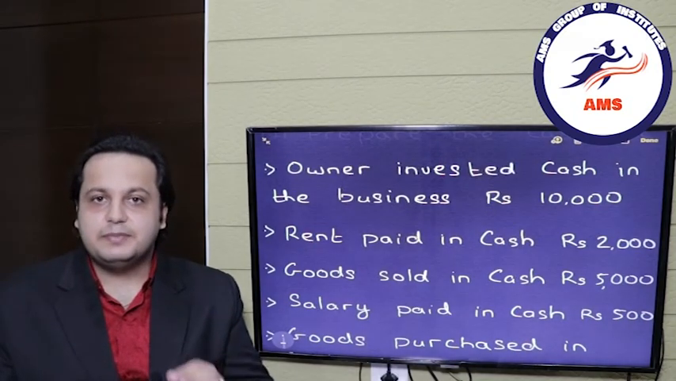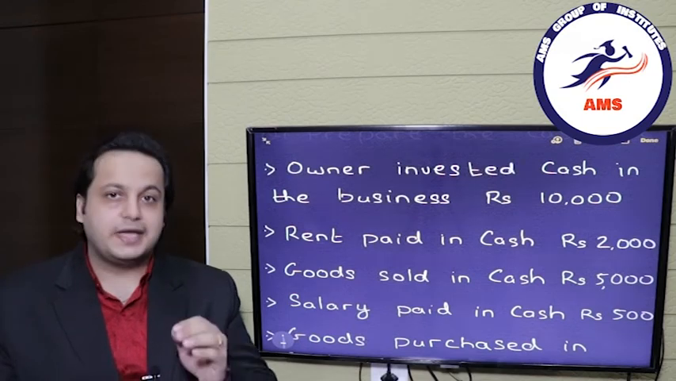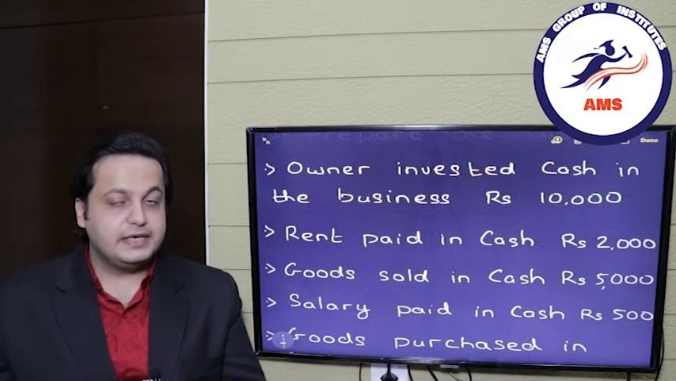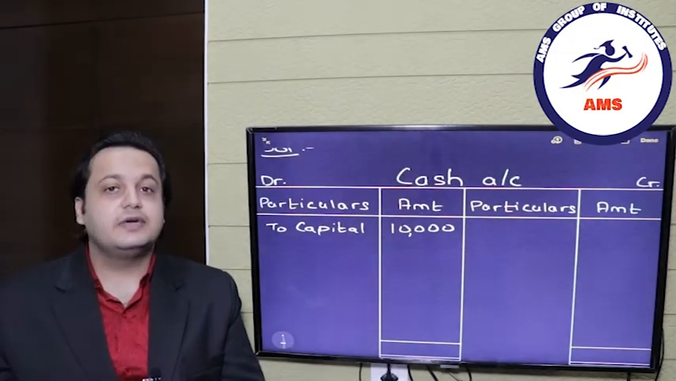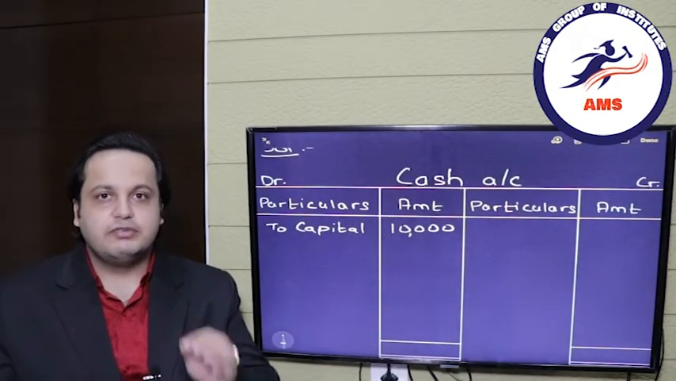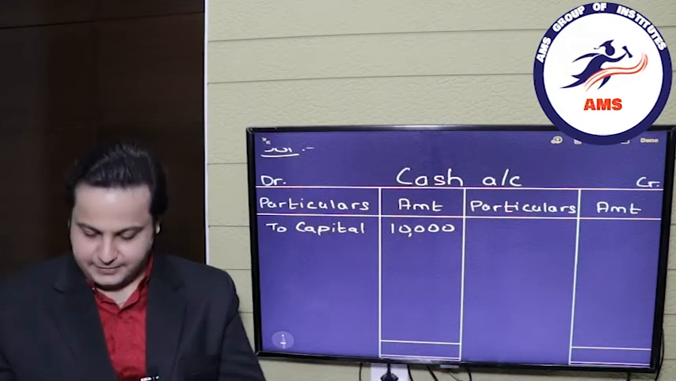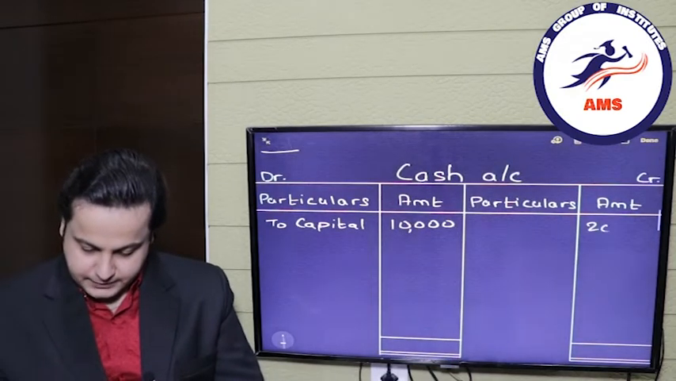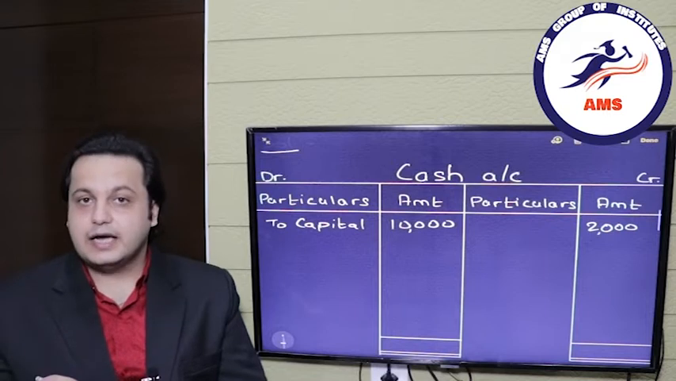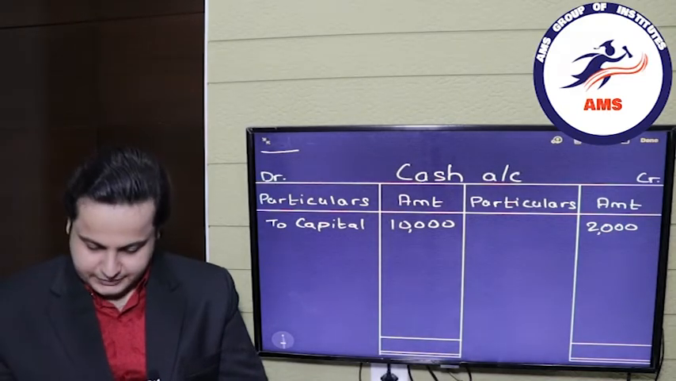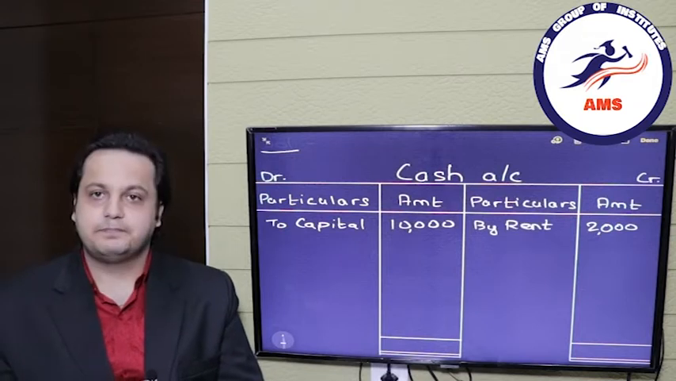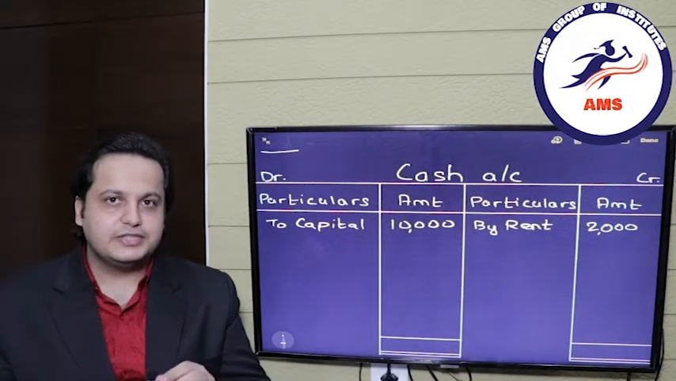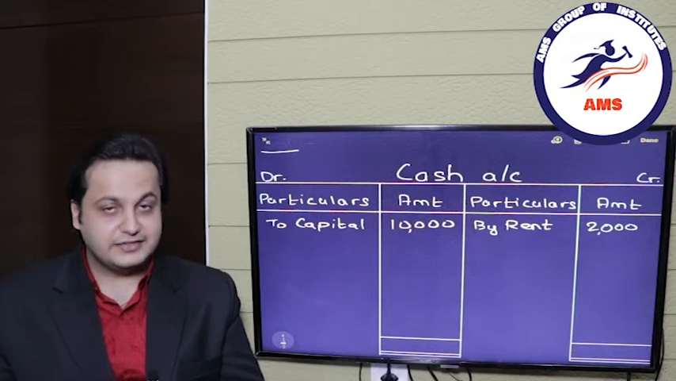Next we'll move towards the second transaction, that is the rent paid in cash, rupees 2,000. In this rent is being paid using the cash. So the entry will be by rent account debit to cash account 2,000 rupees. Now in this the cash account is being credited. So we will do this entry on the credit side, 2,000 rupees. And what was the debited account? It was rent. So by rent account debit. This is how you will post a journal entry in the books of accounts, that is the ledger.